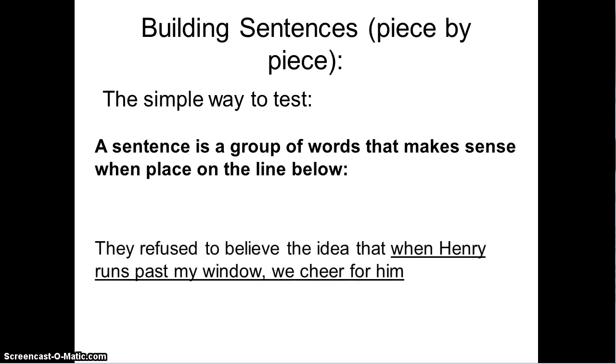But for good measure, let's look at one more. They refuse to believe the idea that when Henry runs past my window, we cheer for him. This one starts to sound awkward as did the one we saw earlier, but there's a group of words at the end that allows the idea to be complete. They refuse to believe the idea that when Henry runs past my window, we cheer for him. What this test is showing us is that certain groups of words put into this formulation hang in a way that's missing completers. Sometimes that's because we have a dependent clause, which is what we have here. The subordinating conjunction "when" is causing this clause to depend upon the independent clause to complete it.